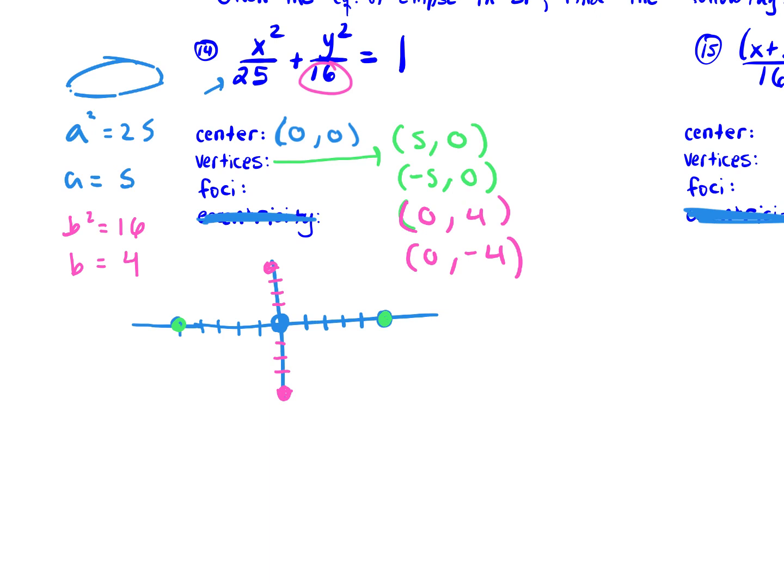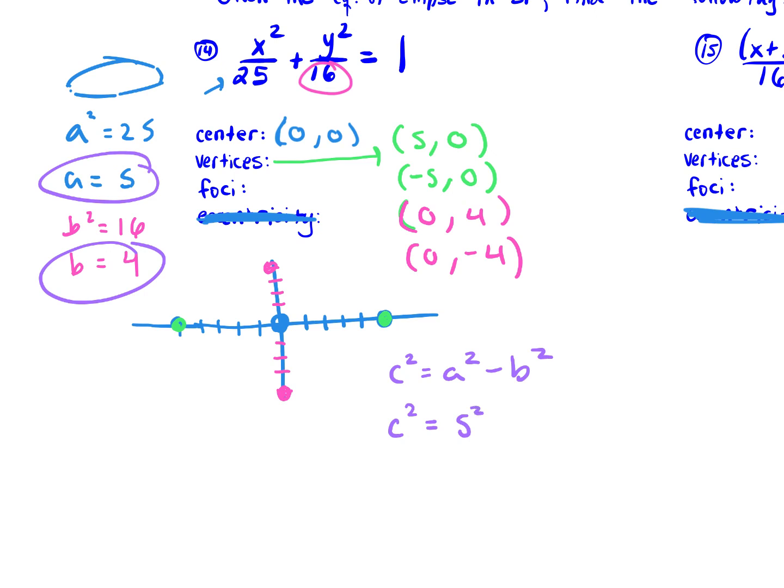Remember, foci comes from that C. So if we have A and we have B, we can just use our formula to find C. So C squared is equal to A squared minus B squared. So C squared is equal to our A, which is 5, so 5 squared minus 4 squared. C squared would be 25 minus 16, so that would be 9. Awesome. Take the square root. So C is equal to 3.